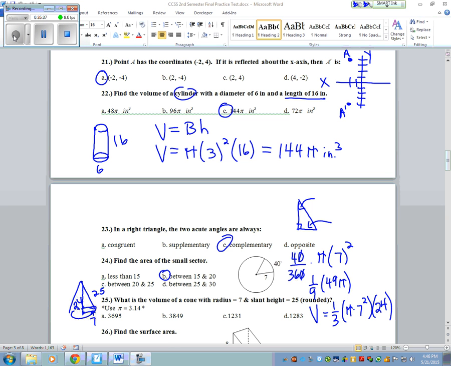It's 1,200. 49 times pi divided by 3. Don't forget times 24. I need 49 times 5, which is 150. 1230.88. So 1231, answer choice C is it.